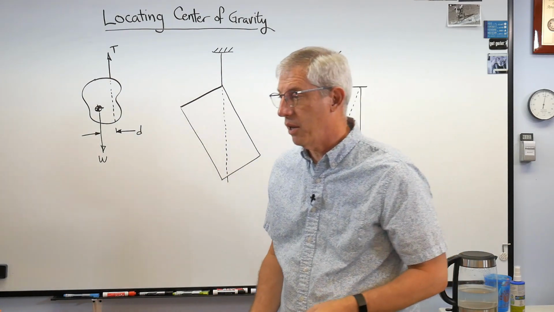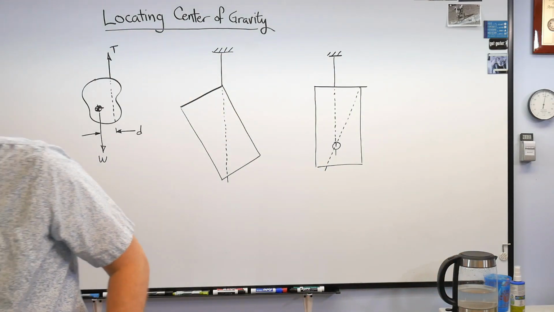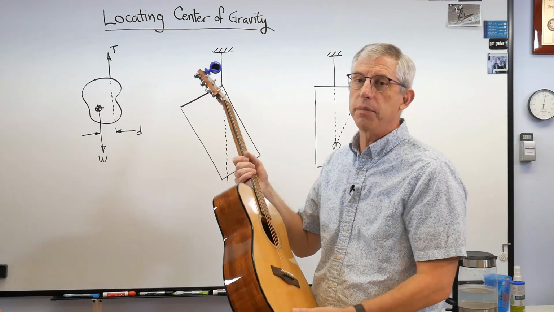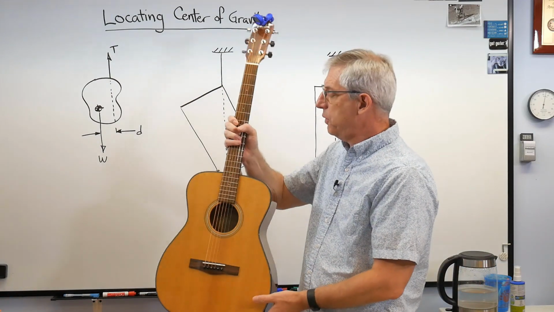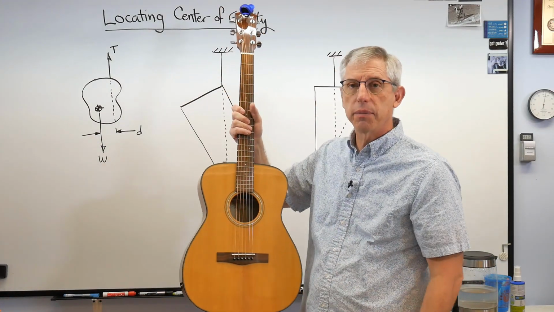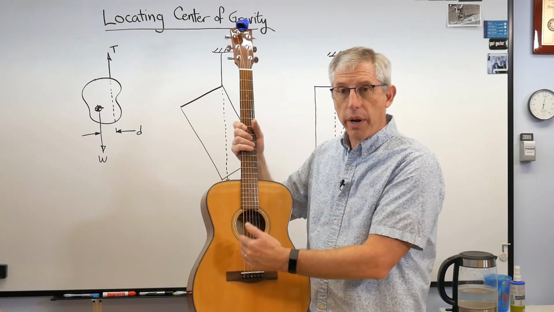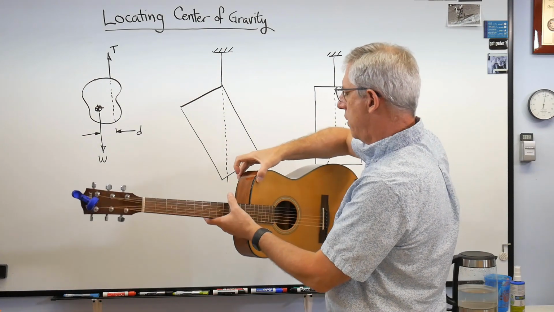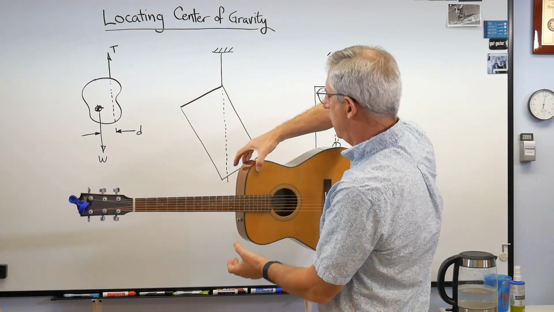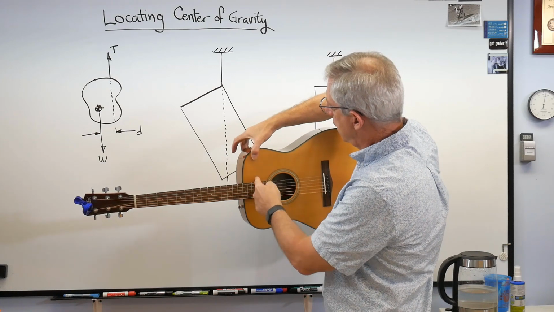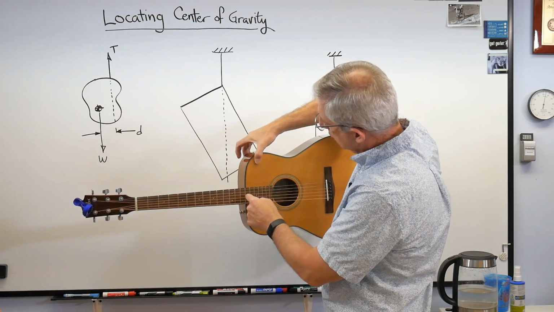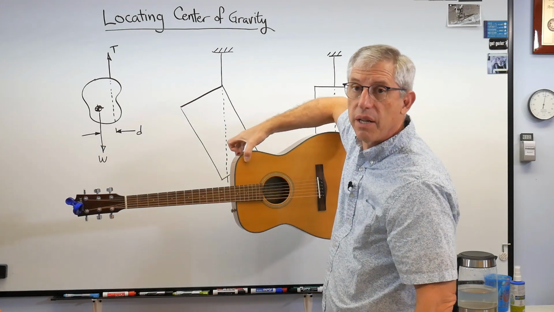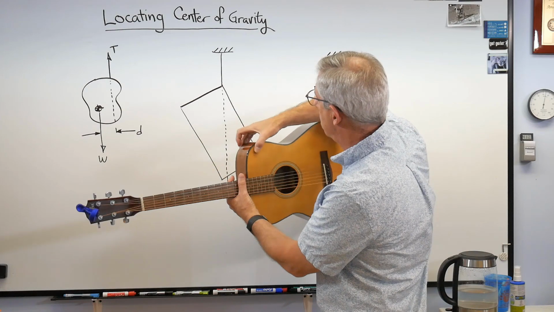I have a guitar over here I want to use. Okay, those of you who watch my videos have probably seen this guitar before. This is just one I keep in my office because, you know, why not? Now this really is symmetric side to side, so I would expect the center of gravity to be right on the center line of the instrument, but I don't know where on the center line. Well, one way to do it is to keep moving your finger around until you can get it to hang horizontal, and it's right there. So it's right at about the 17th or 18th fret there. That looks about right.